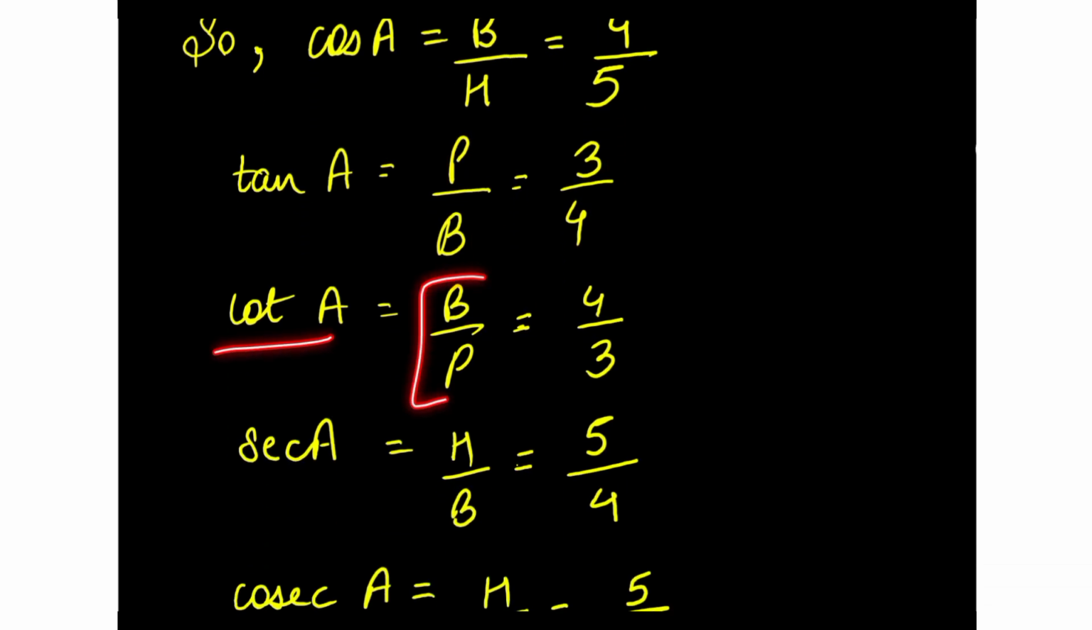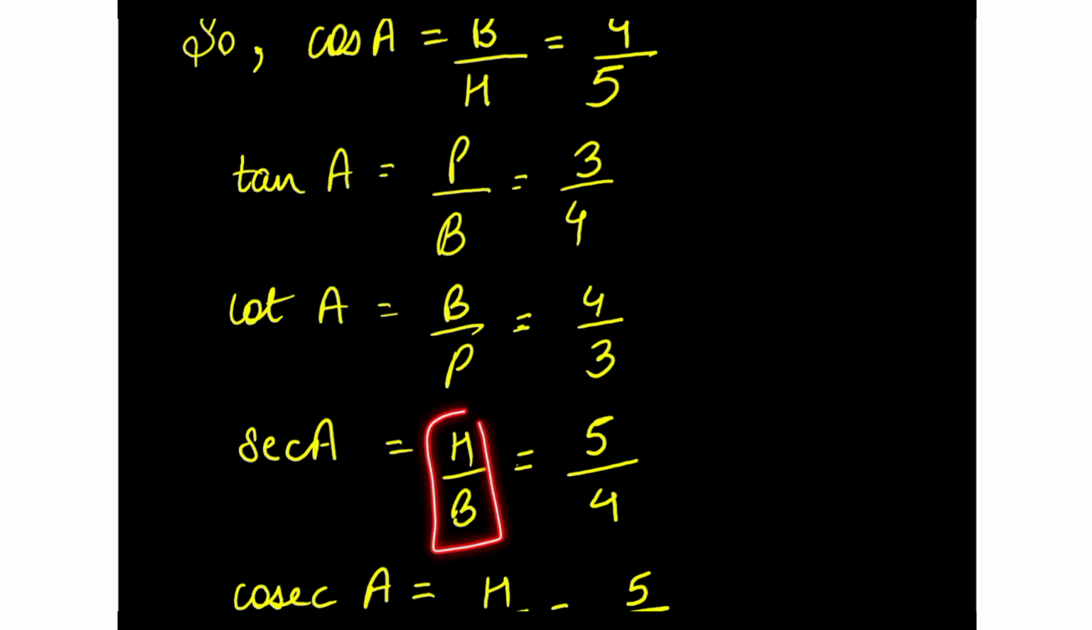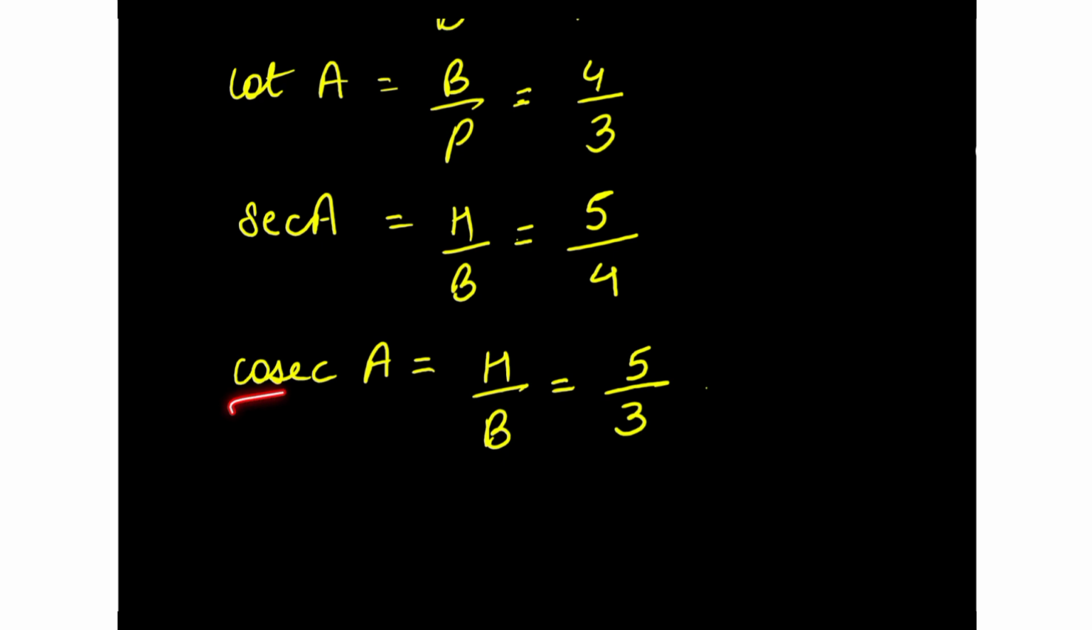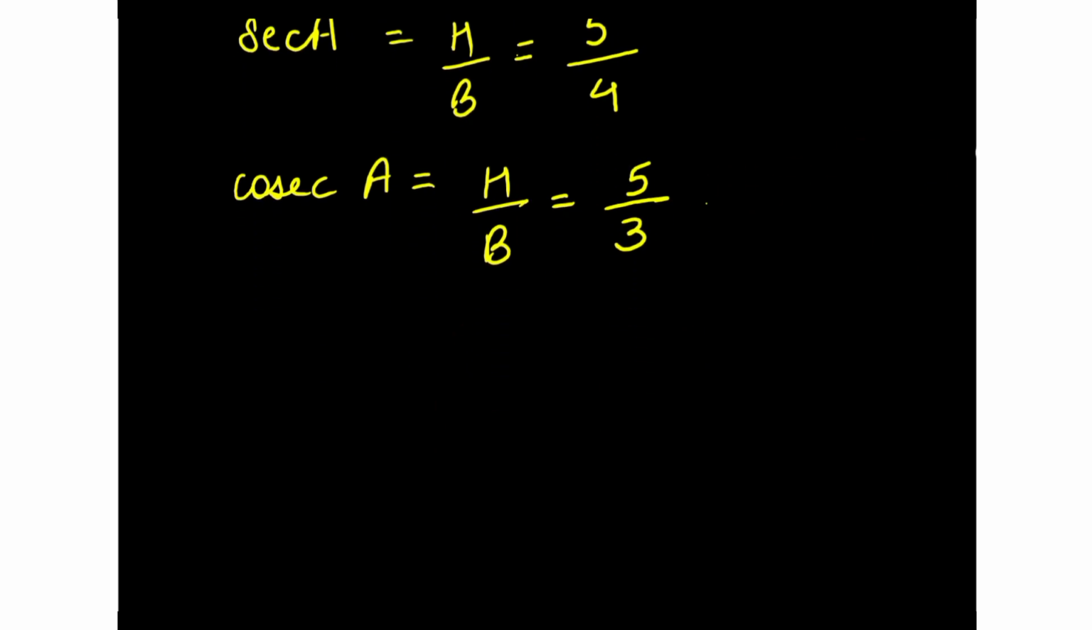Cot A is base upon perpendicular, or the reciprocal of tan A. So it is 4 by 3. Secant A is the reciprocal of cosine A, which is hypotenuse upon base, and it can be written as 5 by 4. Cosecant A is the reciprocal of sin A, that is given, sin A is given as 3 by 5. So the reciprocal of this is 5 by 3.